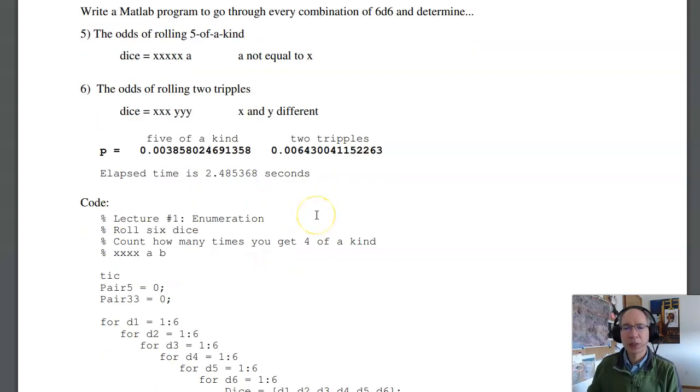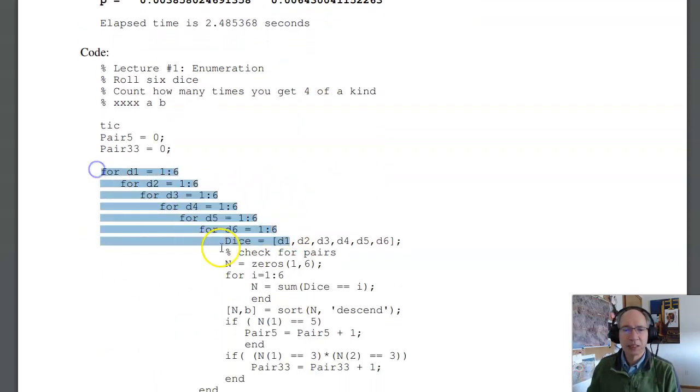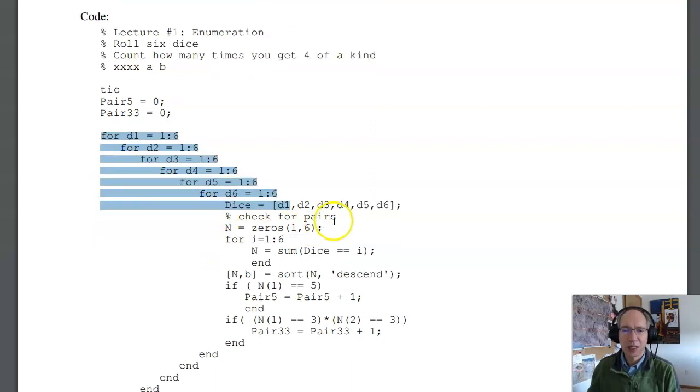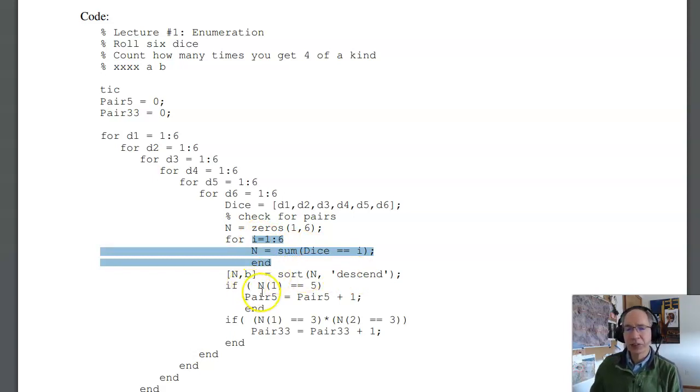So here's what the code looks like. I'm going to go through every possibility. That's nested for loops. And then at any given time, this is my die roll, D1 through D6. I will then count how many 1s I have, how many 2s, how many 3s. That's this section of code. Then sort in descending order, so the highest frequency appears in the first spot. If the highest frequency is a 5, I have a 5 of a kind. If the highest frequency is a 3, and the next higher frequency is also a 3, I've got 2 triples.